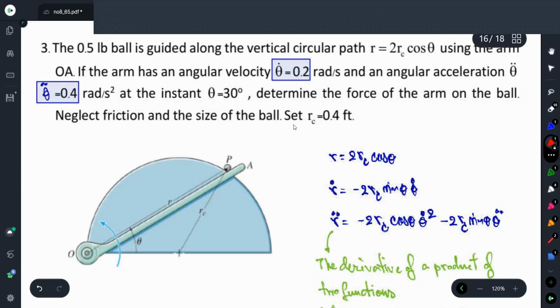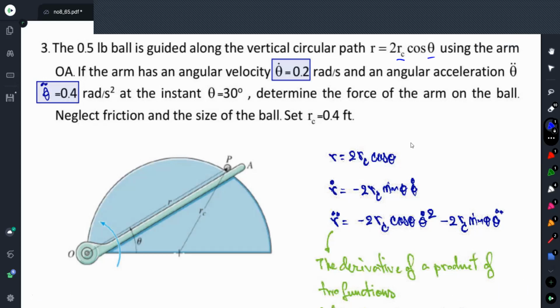We know that rc is 0.4 foot, and the ball has a weight of 0.5 pounds. From this we know the motion, and for this case we should apply the polar coordinate system to solve this problem, because the path is defined in the theta direction, in theta coordinate. So it may be better to form the equation of motion in the r and theta coordinate system.